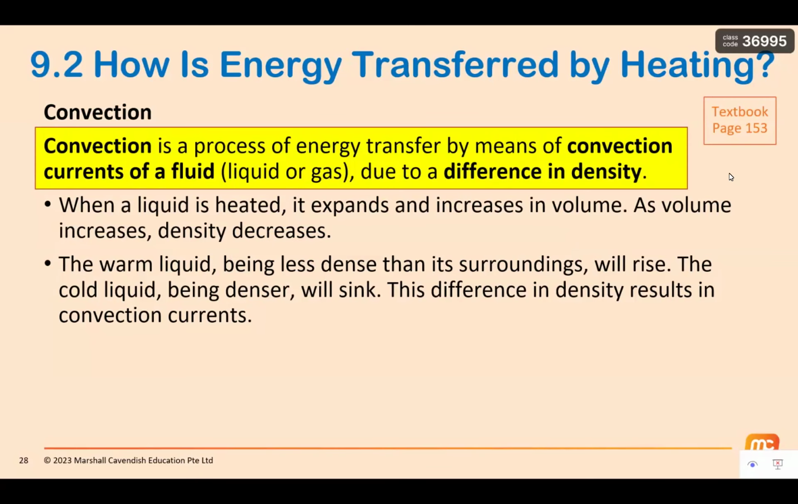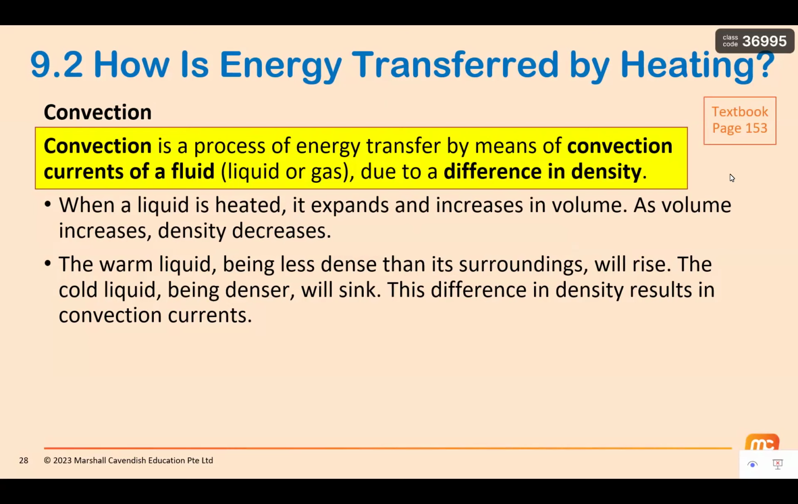Okay, hello everyone. This is Mrs. Lim. This is part 2 of chapter 9, thermal processes. In this part, we'll be zooming into convection, radiation, as well as the applications of how conduction, convection, radiation is being used in our daily lives.